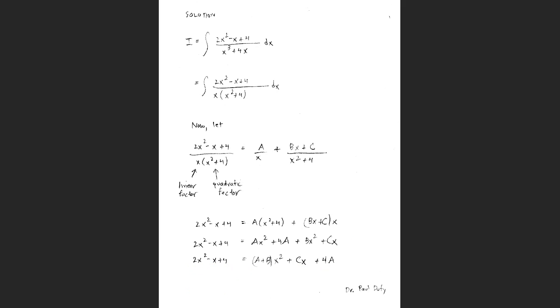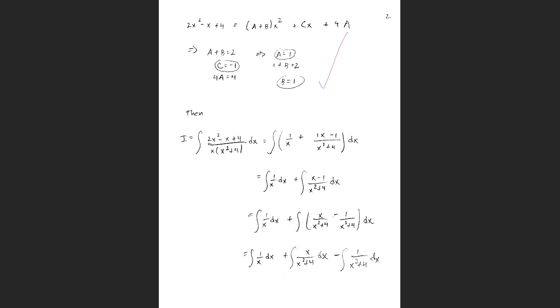And so I got this all laid out there. Okay, and so now the rational function 2x squared minus x plus 4 divided by the denominator x times x squared plus 4 is going to equal 1 over x, because 1 is the a value, plus 1x minus 1 over x squared plus 4.